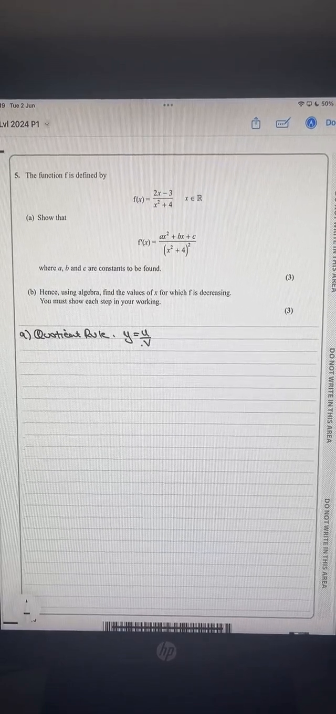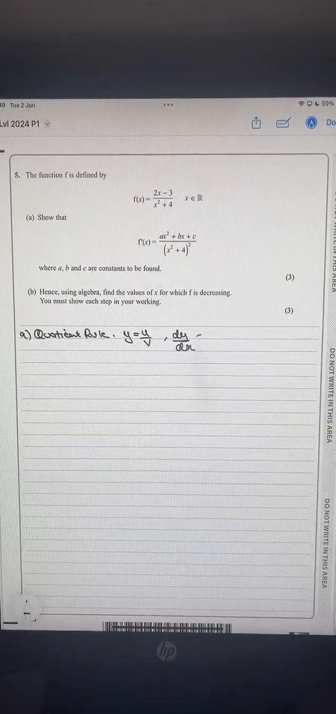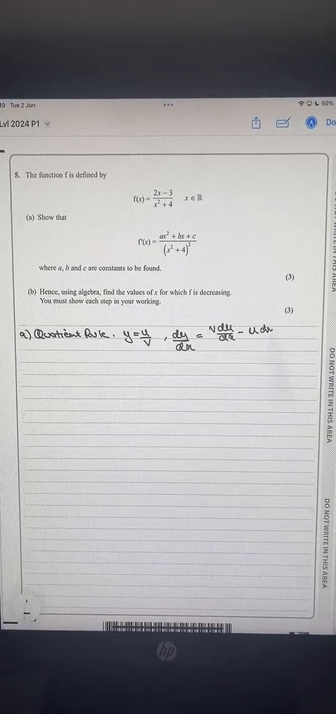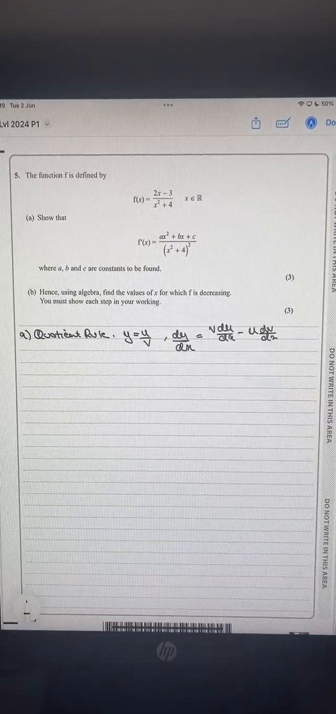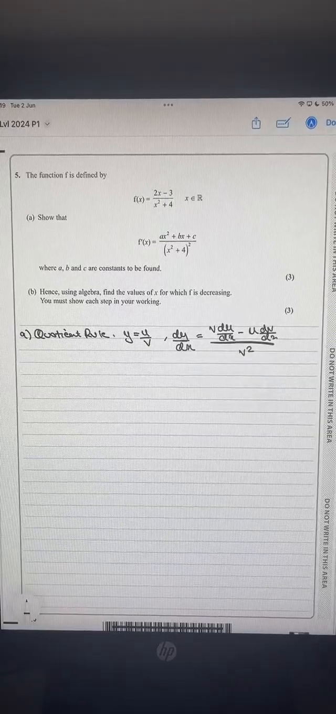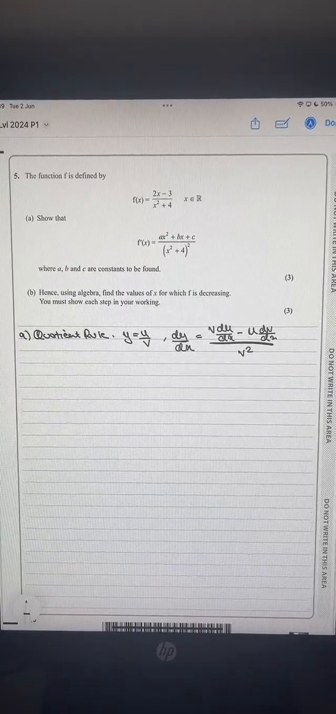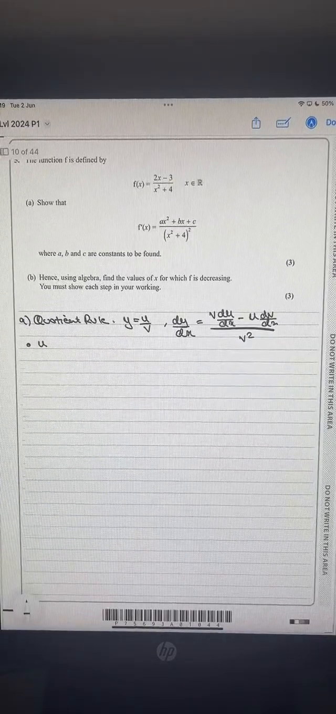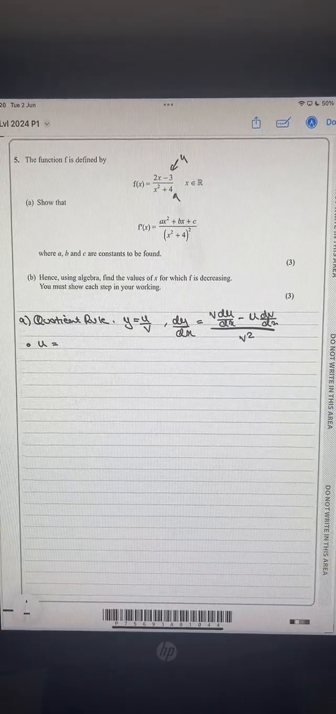Why? Because y is a fraction. Basically, y is equal to u over v. So dy by dx, and for reference, I'm going to write out the formula, is v du by dx minus u dv by dx, divided by v squared. So that is the formula. All you gotta do is sub in. I like to write out my u's and du's beforehand, just so I've got that clearly done. So u is the top part, and v is the bottom part.